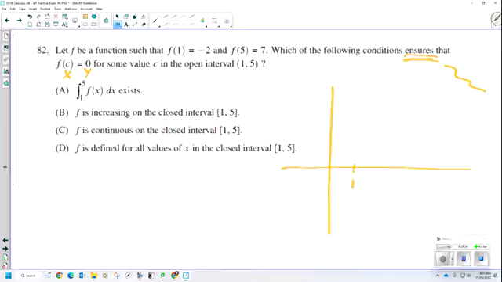Here's 1, and here's 5. Because they give me an x value of 1, I have a y value of -2, this point right here. And when x is 5, I have a y value of 7. We'll go right up here. So they're saying there has to be some value c in this interval from 1 to 5. There's some value here that has to have a y value of 0.